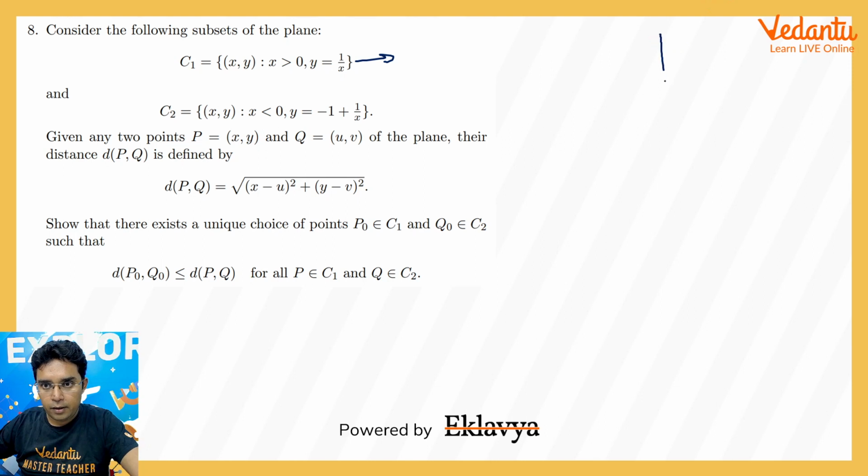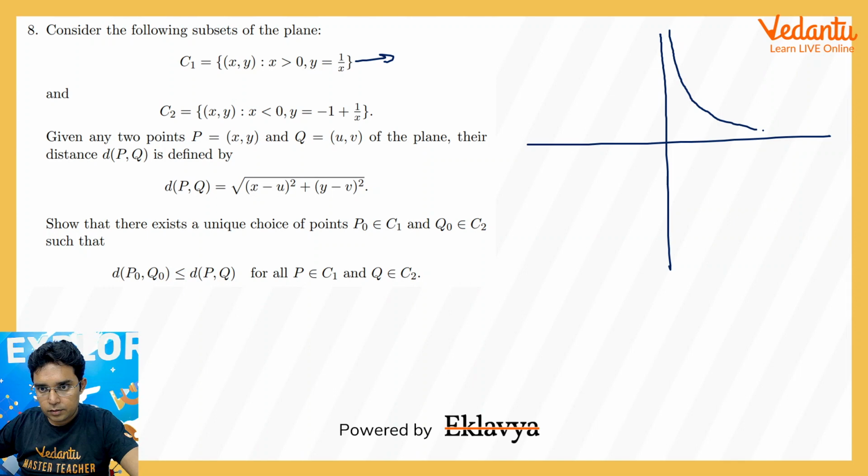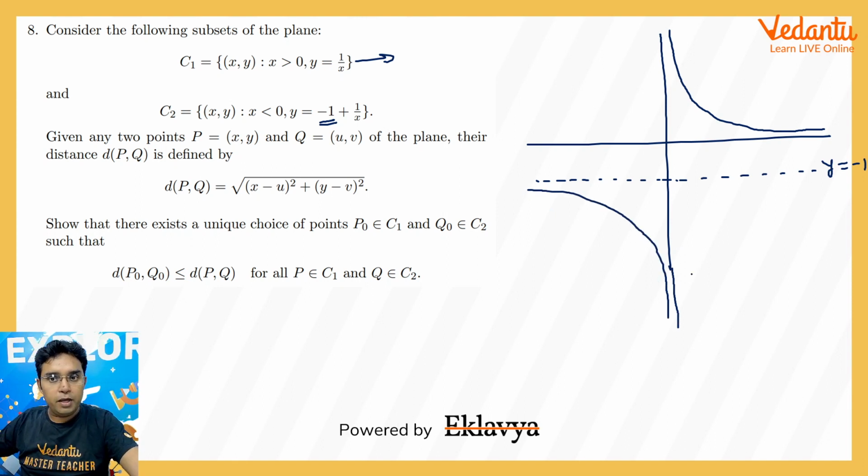The first one, C1, this will be like this. And C2 is another rectangular hyperbola, but we have lowered the value by minus 1, or lowered the value by magnitude 1, and this is for x less than 0. So if I draw this line y is equal to minus 1, this is how my other C2 would be. This is C1, this is C2.